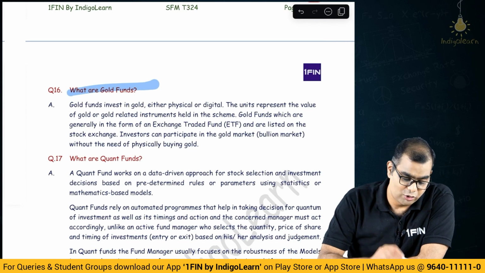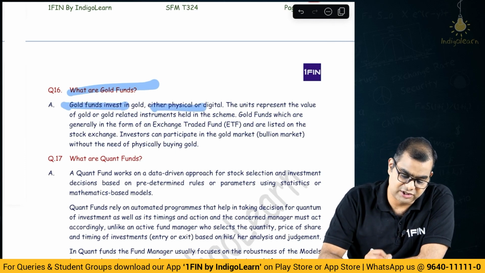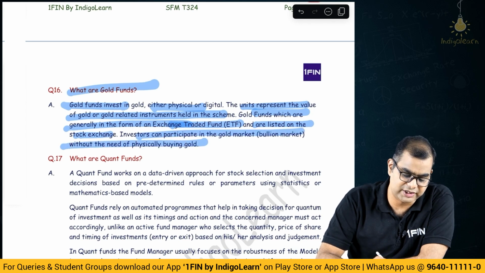What are these gold funds? Gold funds invest in gold, either physical or digital. These units represent the value of gold or gold-related instruments held in the scheme. Gold funds are generally in the form of exchange-traded funds and are listed on the stock exchange. Investors can participate in the gold market, bullion market without the need of physically buying gold.